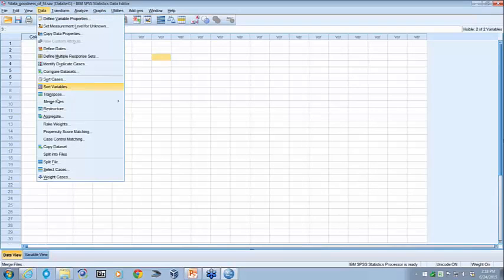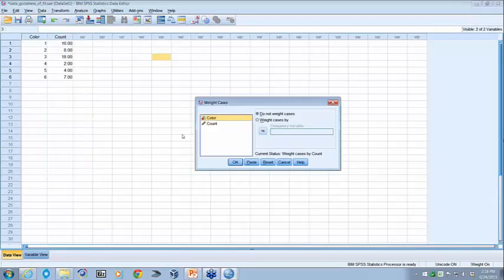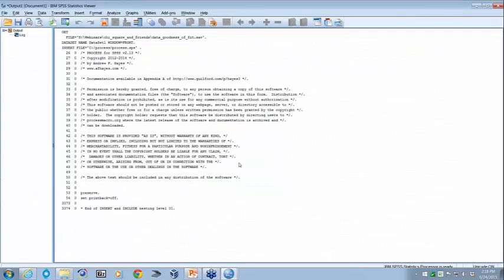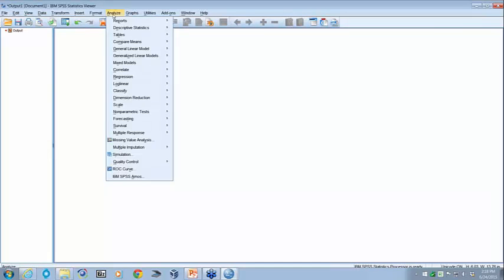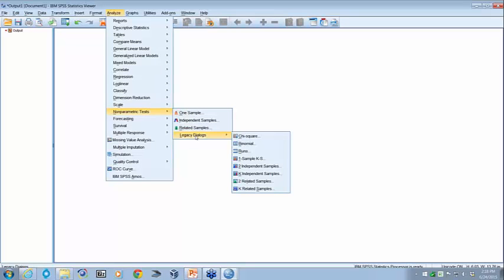So I'll go into data. I'm going to weight cases. I'm going to weight by count. Okay, let me take that out of there. Then I'm going to go into analyze, and then down into non-parametric tests. Then I'll go here into legacy dialogs. I like the legacy dialogs better. I'm going to go into the chi-square.